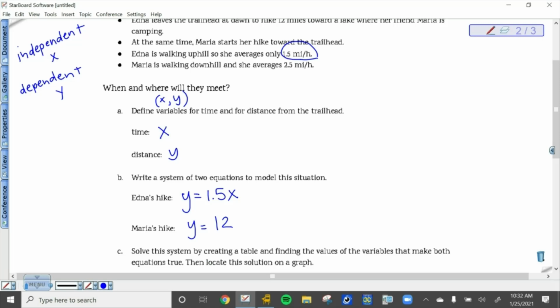And then what else do we need to add to the equation? How fast is Maria going? 2.5. And how are we going to incorporate our x variable, the time variable, into this? What do we do with our x? Multiply it by what? Yeah, by the speed.